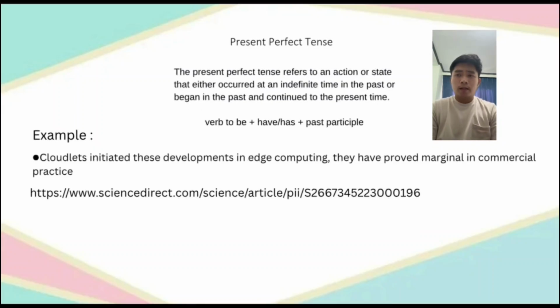Now, let's look at the present perfect tense. This is crucial for describing an action that happened at an unspecified time in the past but has a clear importance or connection to the present. Consider this statement: cloudlets initiate these developments. However, they have proved marginal in commercial practice. The present perfect tells us that while the development started in the past, its result being marginal is a relevant fact we understand today.